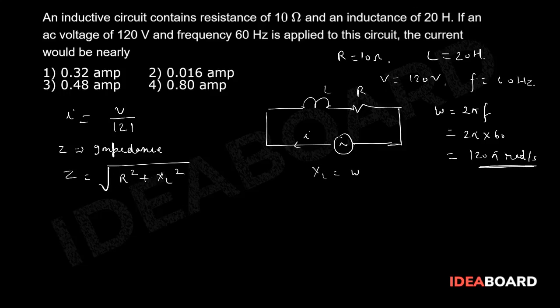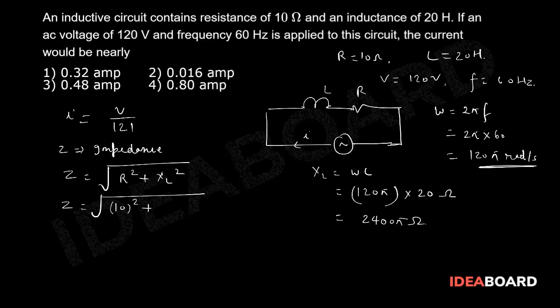So XL will be equal to omega into L. The value of omega we calculated, 120 pi, into L, which is 20 Henry. So what is the value? This is going to be 2400 pi ohms, that's XL, and R is 10. So Z will be equal to under root of R square, that means 10 square, plus 2400 pi whole square ohms.